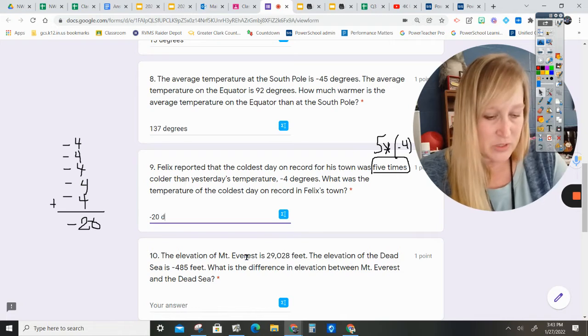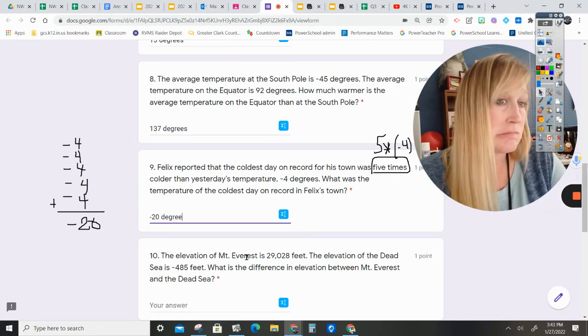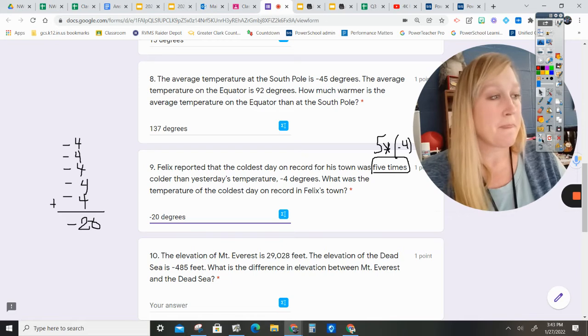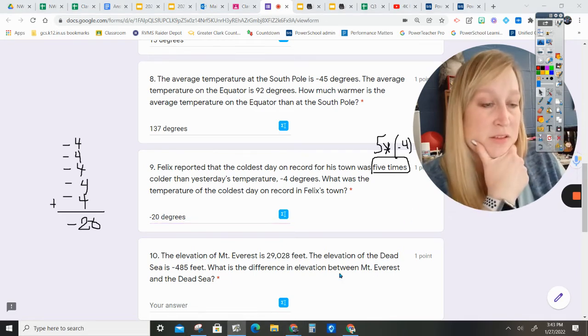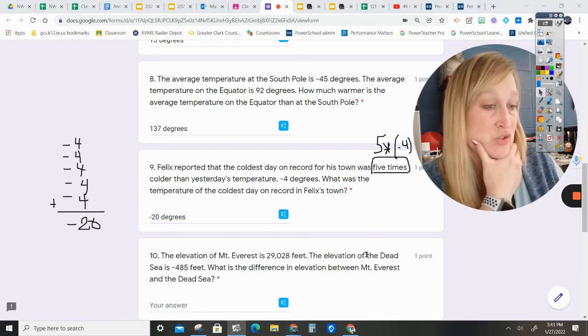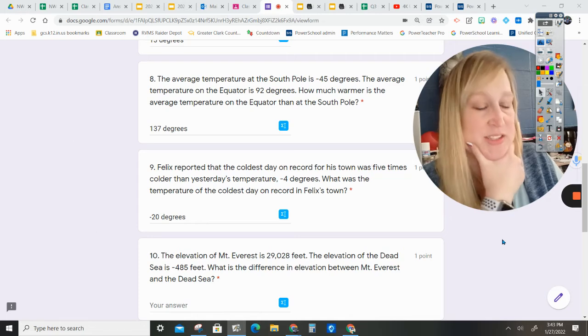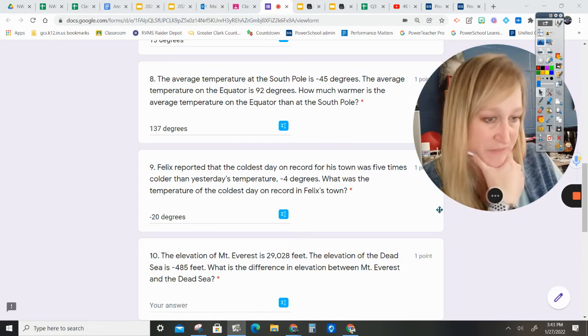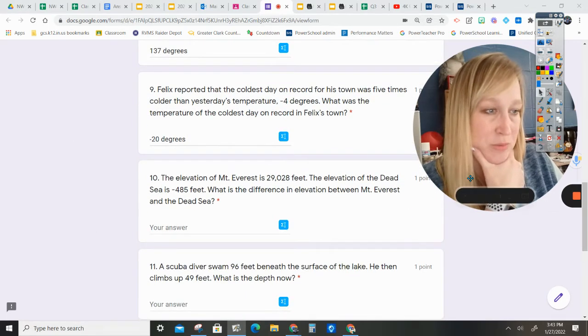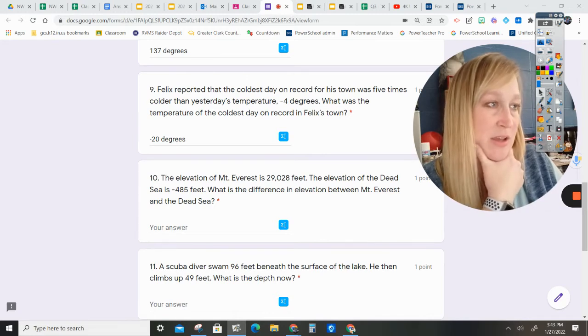You might need -20 degrees. The elevation of Mount Everest is 29,028 feet. The elevation of the Dead Sea is -485 feet. What is the difference in elevation between Mount Everest and the Dead Sea?